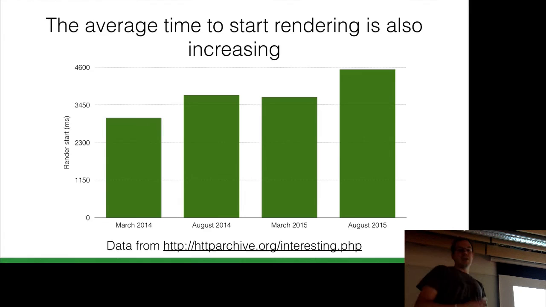And the average time to start rendering is also increasing. Between March 2014 and August 2015, the time to start rendering increased by 48%. Which is crazy when we're living in a time where our internet connection is getting faster, our devices are getting faster, but apparently developers are getting worse at performance.